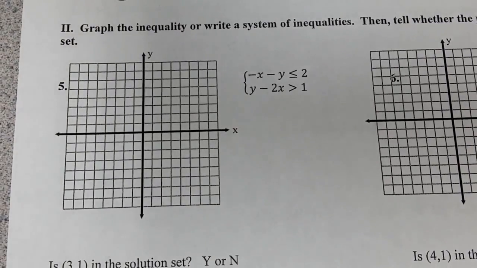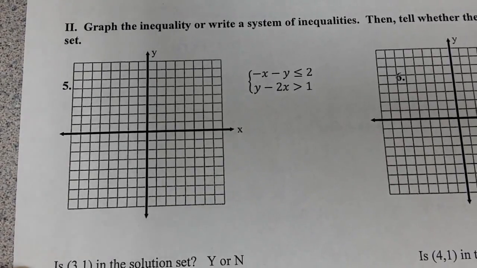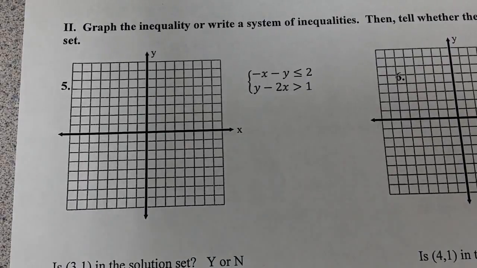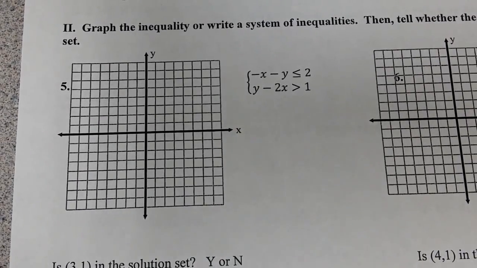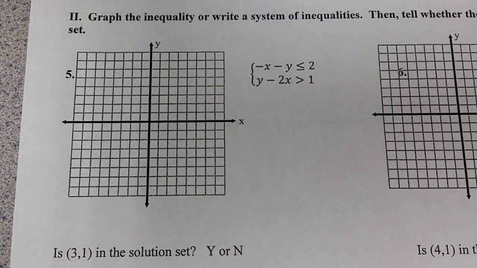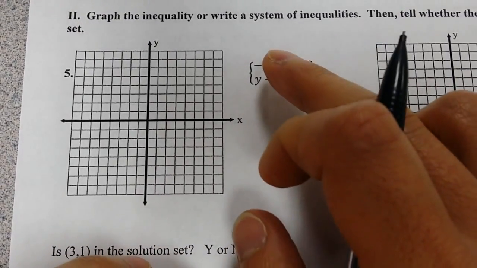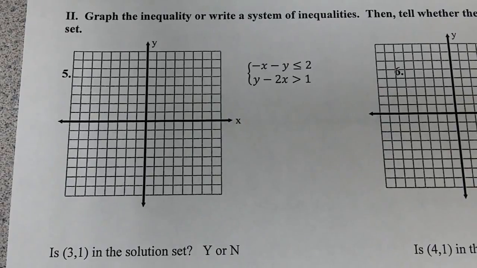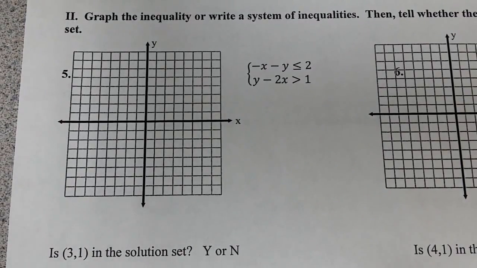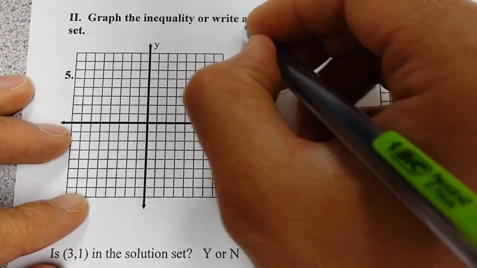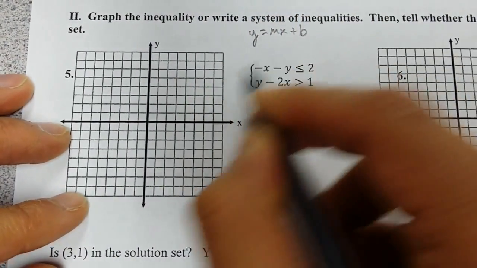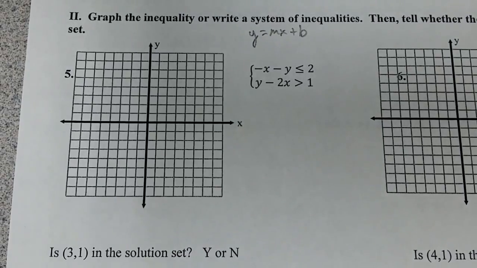All right. Part 2 says, graph the inequality or write the system of inequalities. So the first step we have to ask ourselves, before we graph, is whether these two equations are in slope-intercept form. It's not, because we know that slope-intercept form is y equals mx plus b. So we have to get the y by itself.